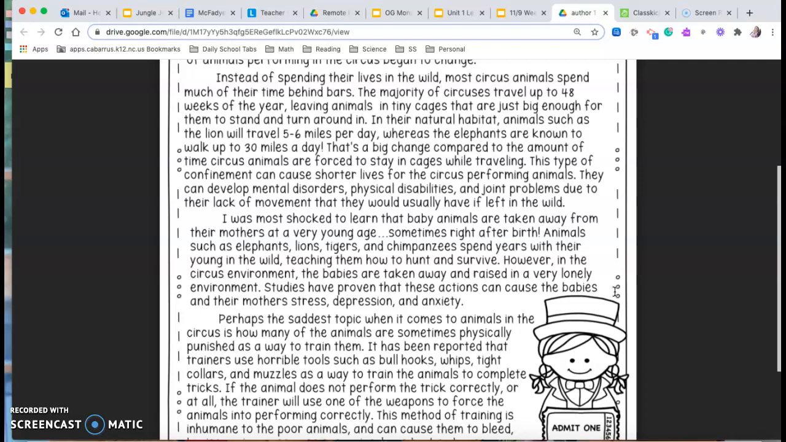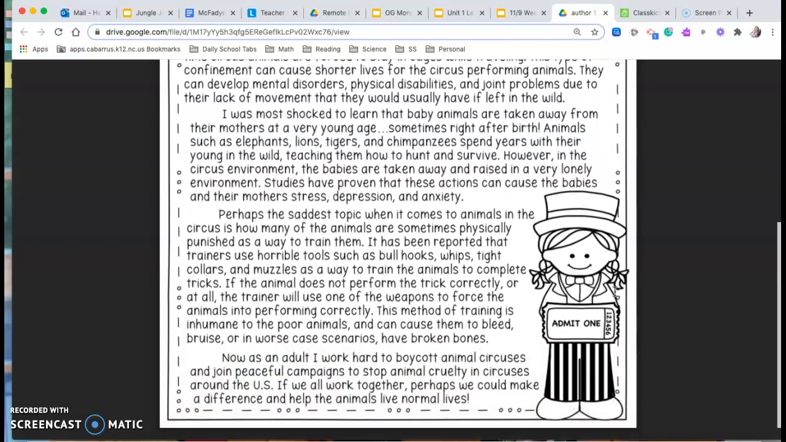This type of confinement can cause shorter lives for the circus performing animals. They can develop mental disorders, physical disabilities, and joint problems due to their lack of movement that they would usually have if left in the wild.